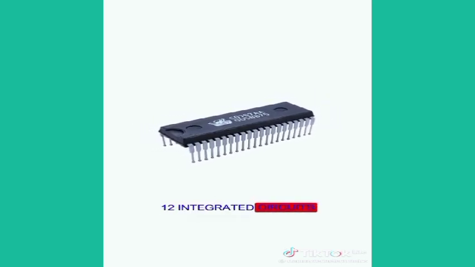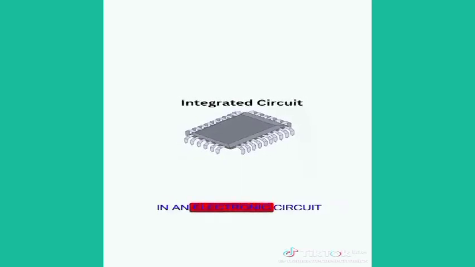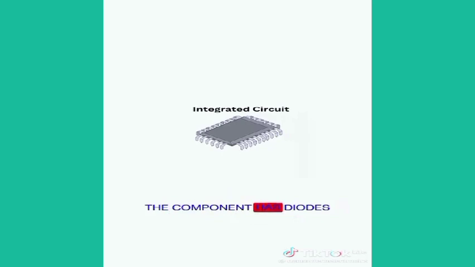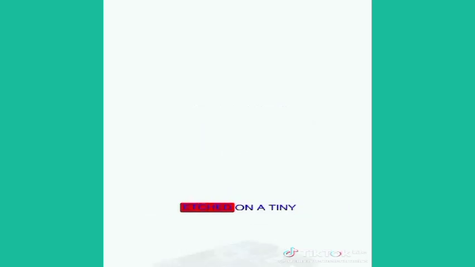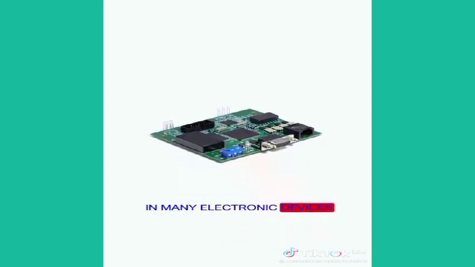12. Integrated circuits. An integrated circuit refers to a special device that has all the components required in an electronic circuit. The component has diodes, transistors, and other devices, all of which are etched on a tiny piece of silicon. The components are used in many electronic devices, including watches and computers.